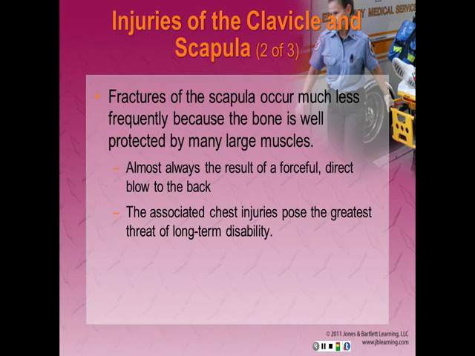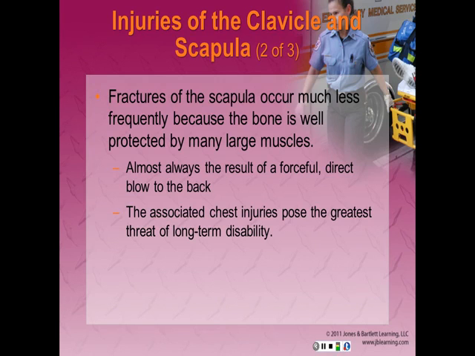If the associated chest injury is not the fractured scapula itself that poses the greatest threat of long-term disability. Abrasions, contusions, and significant swelling may occur, and the patient will often limit the use of the arm because of the pain at the fracture site.